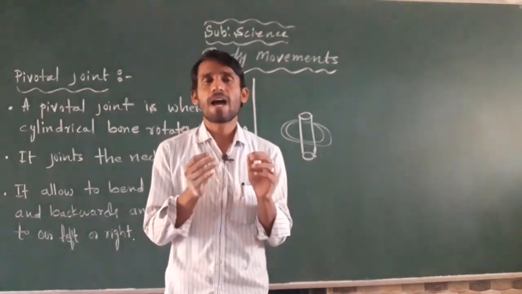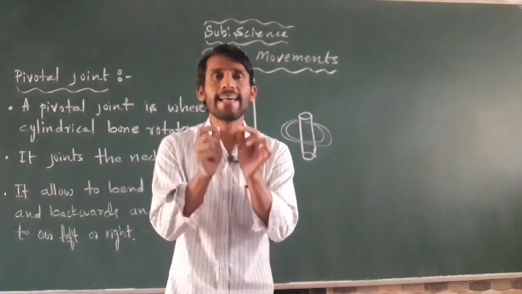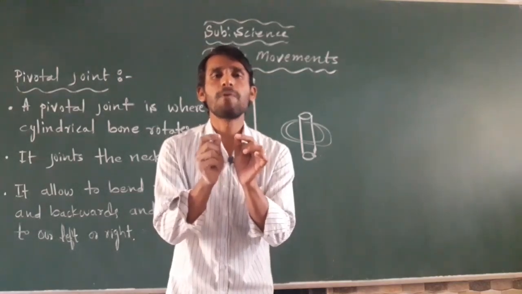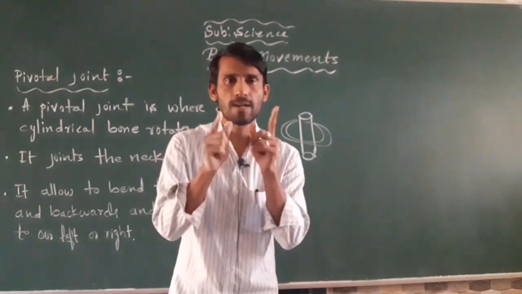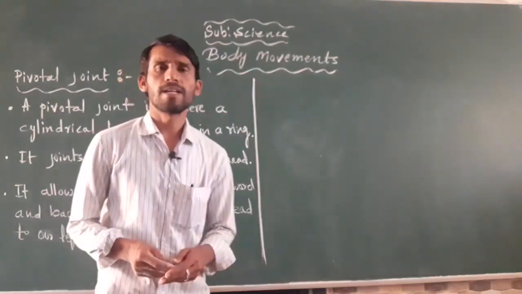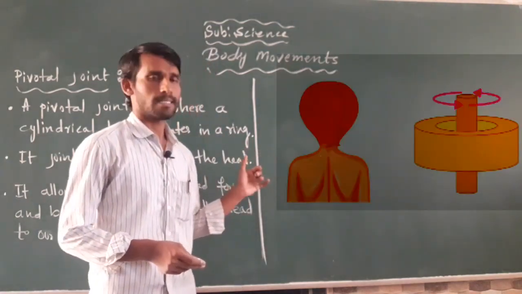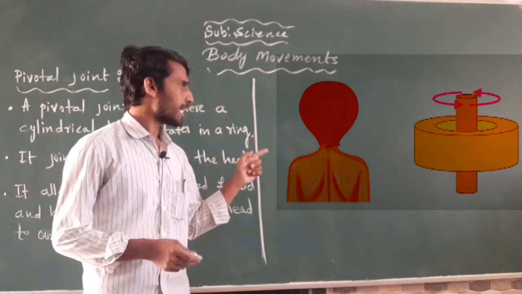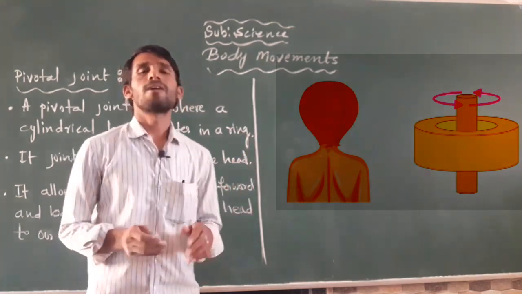Okay, dear friend, we have to understand where the pivotal joint is present. In those places, we are able to rotate left and right side and upside and downside only. That is what we call a pivotal joint. Okay, dear friend, let us see this picture. This is one of the pivotal joints. Here, a cylindrical bone rotates in a ring. This is what we call a pivotal joint.